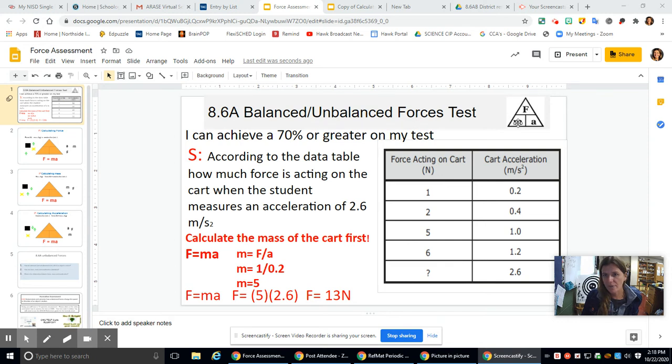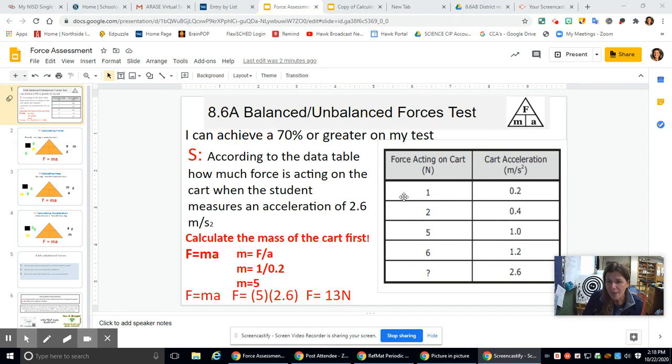You're going to cover up the variable that you need to find, which is mass, and your formula reads force divided by acceleration. So once you have mass equals force divided by acceleration, you're just going to simply plug in any force number, like 1, and then the acceleration of 0.2. If you divide that, the mass of the cart is 5, we could say kilograms.